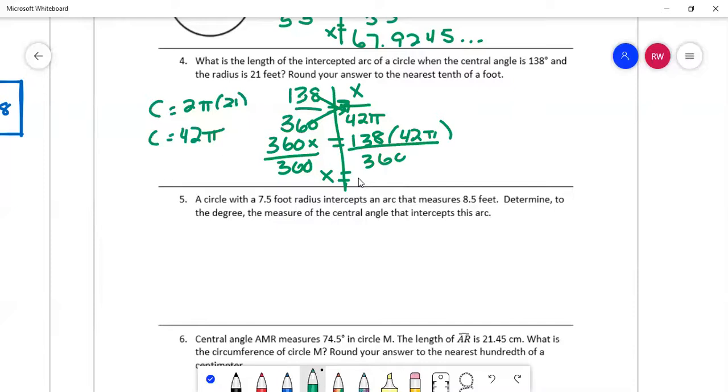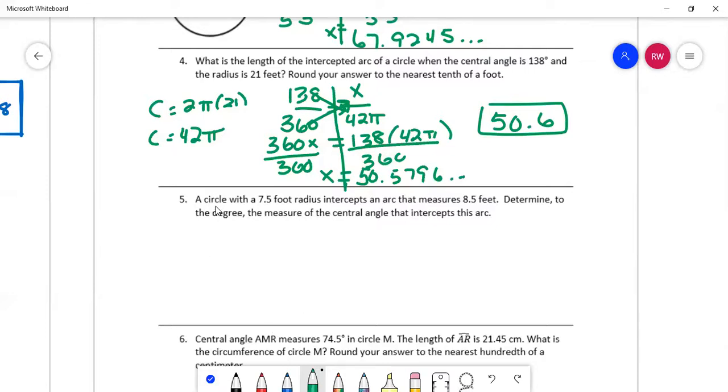And I get x is equal to 50.5796, dot, dot, dot. Round your answer to the nearest tenth. This is a tenth. We rounded, this tells me to go up, so it is 50.6, my answer. So no picture, no problemo.